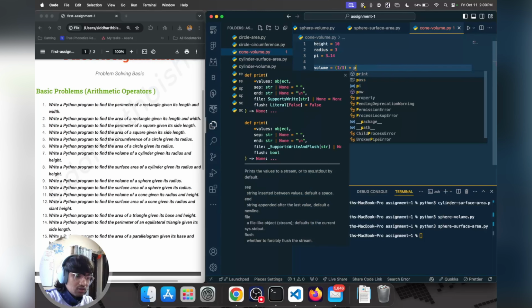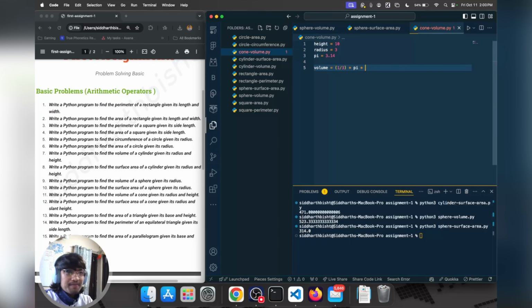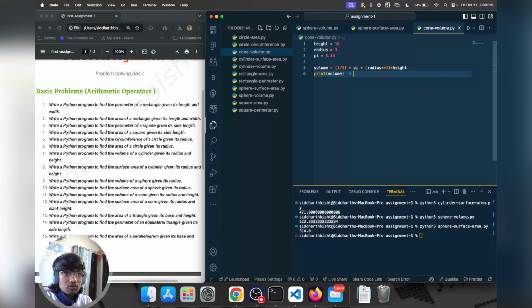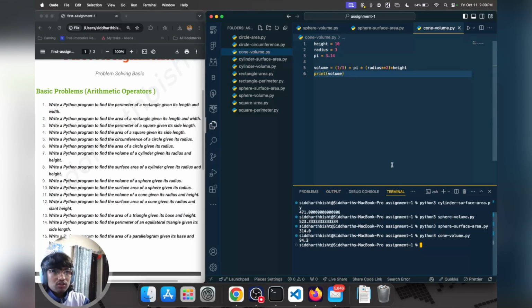So 1 divided by 3 pi r square h multiply by, we also need pi here, the value is 3.14, 1 by 3 pi radius square. So let's keep this also in our bracket just to be safe. Radius square into h means height. Print volume. So let's see what's the volume of this cone. Python 3 cone volume.py 94.2. We got its volume.